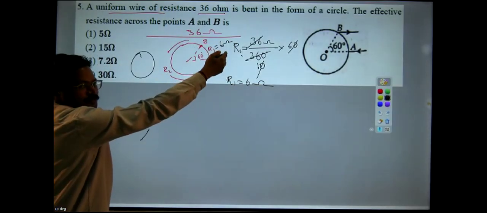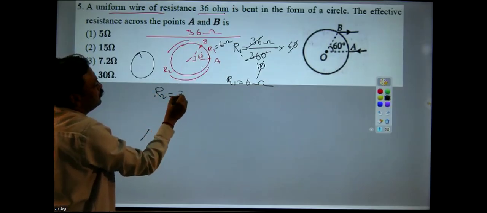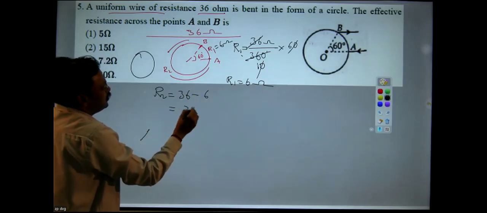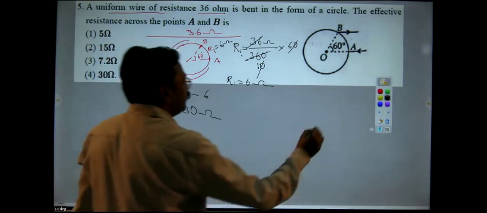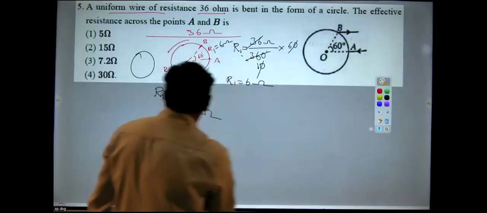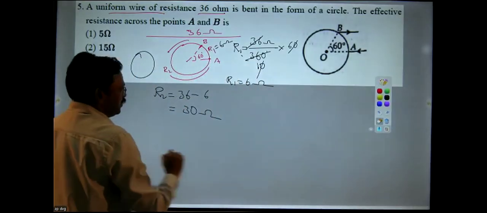Out of 36, if 6 ohm is R1, the remaining value will be R2. R2 will be equal to 36 minus 6. So R2 will be equal to 30 ohm. Right? What is the R2 value? It becomes 30 ohm. So once you know the value of R2 is 30 ohm, let us calculate what is the equivalent resistance.